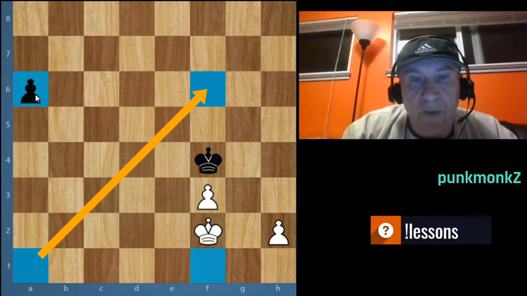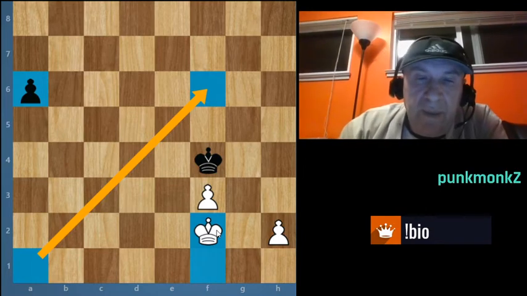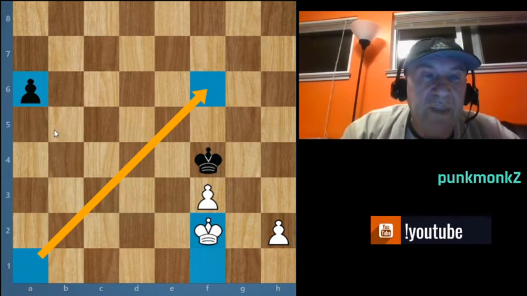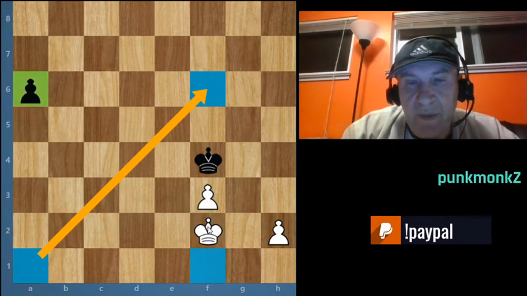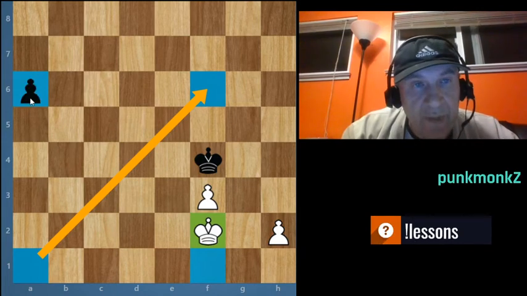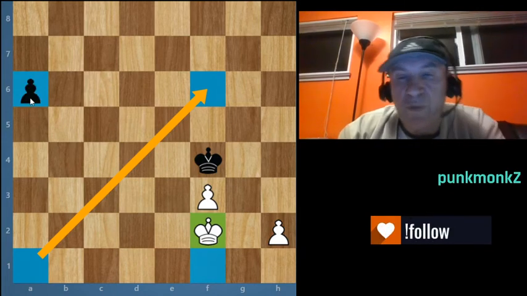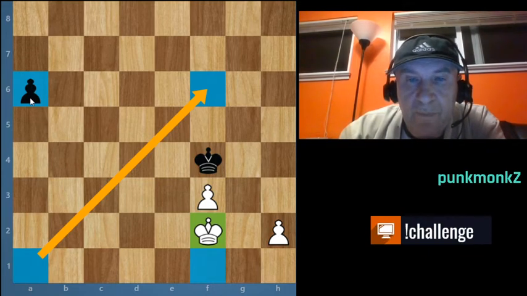And notice something here. The white king is inside the square. You see that? So this pawn is not a danger to the white king because the king is inside the square of this pawn. All right. Now it all depends on whose move it is. And that's what we need to figure out.